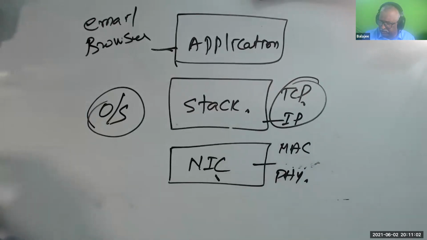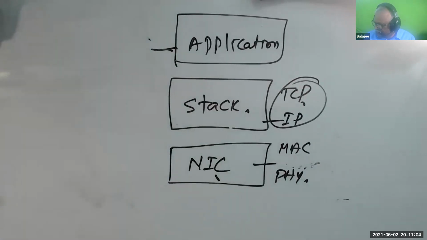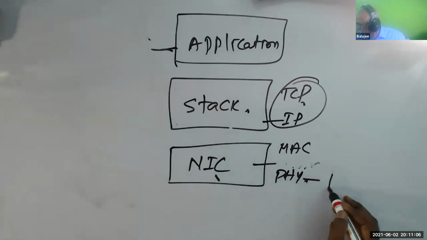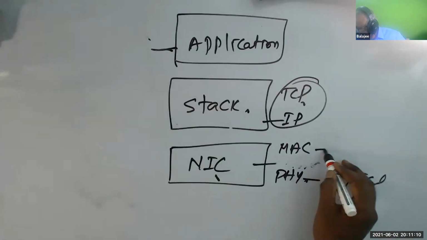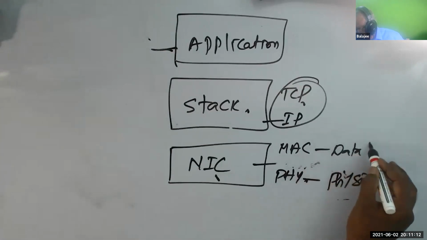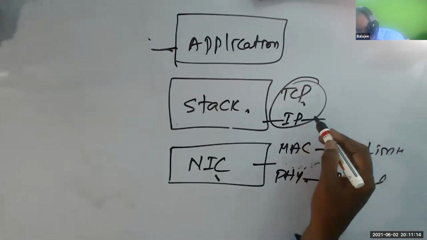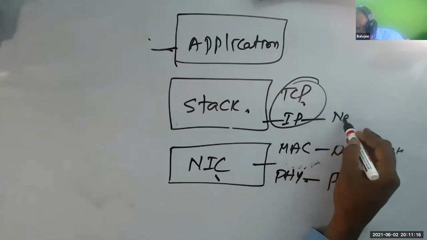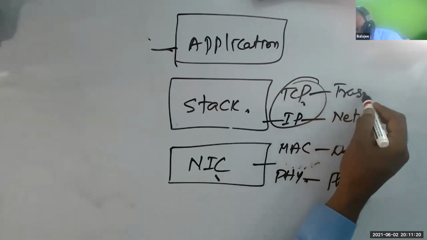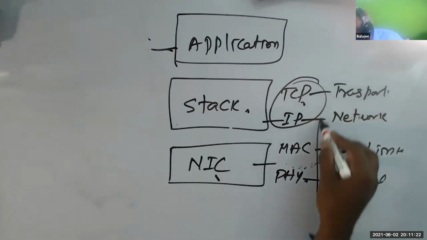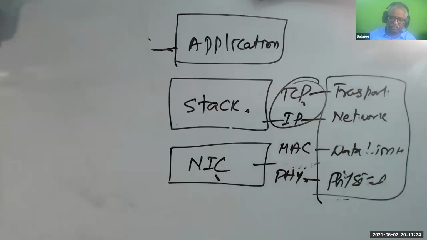The PHY is called the physical layer. MAC is called data link. IP is called network. TCP is called transport. I will discuss all this meaning tomorrow, and over the next 3 days.